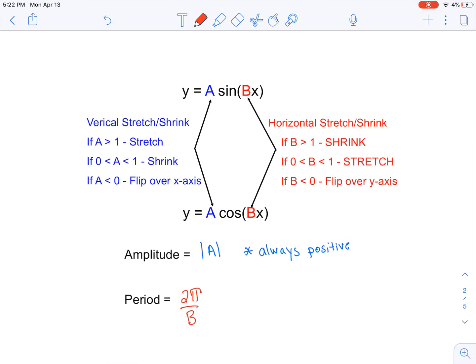The next video that we'll do, we'll get into graphing. This was just an introduction, and then I'll do 3 examples of graphing next.